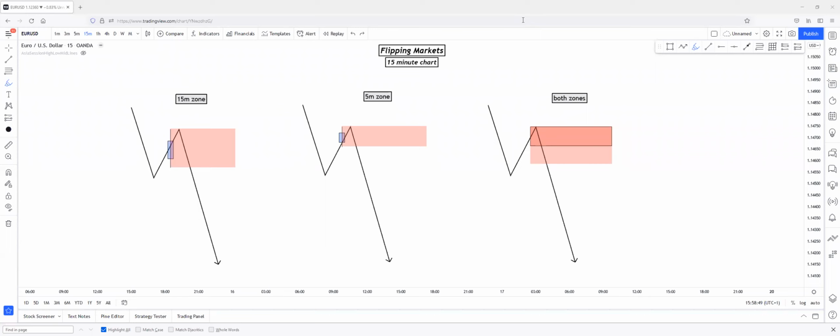Welcome. In this video, we will talk about the refinement. What do we call a refinement? When we have a higher time frame supply or demand zone, we want to check if we can make that zone smaller on the lower time frames. We will use two types of refinements, the 4-hour to the 50-minute and the 15-minute to the 5-minute.